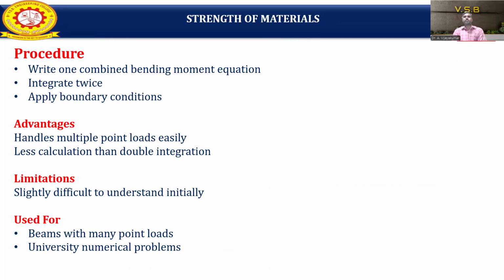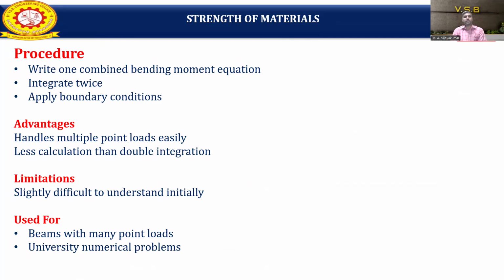Then we need to find out the slope and deflection of the given beam. The main advantage of this Macaulay's method is that it can handle multiple loads easily. When a single point between A and B has multiple loads, it is not easy to find them otherwise. It also needs less calculation than the double integration method.